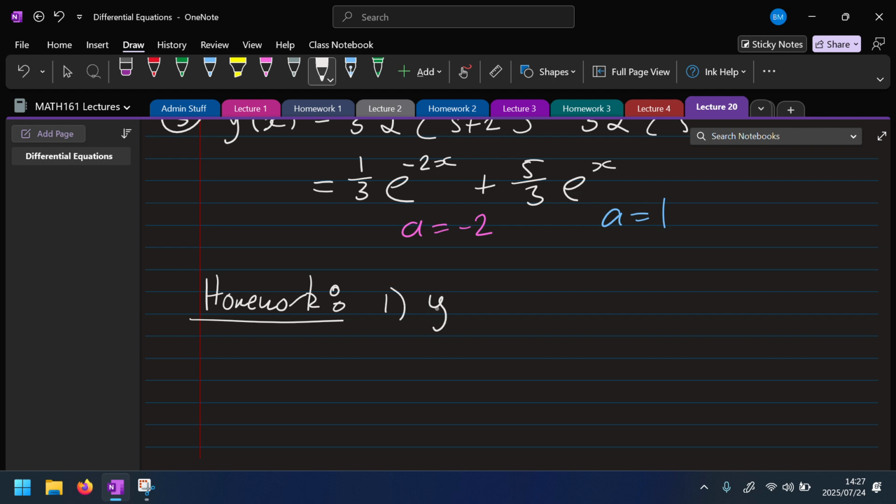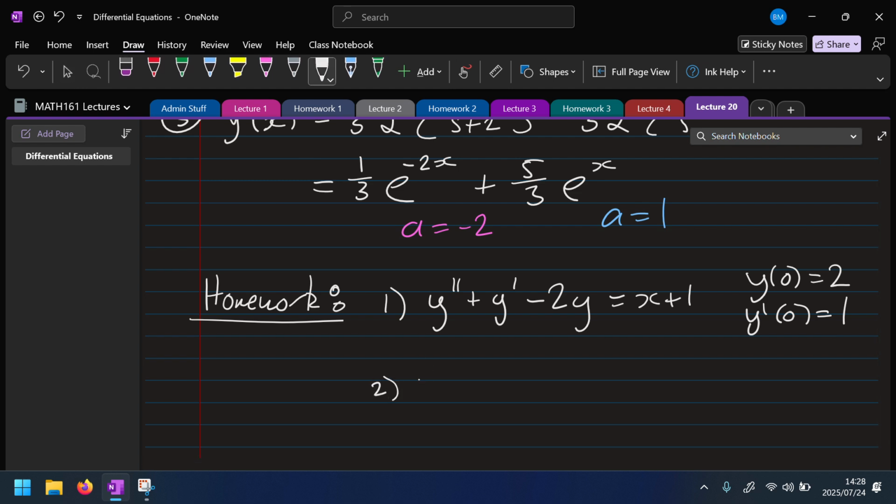Okay, number 1: y double prime plus y prime minus 2y equals x plus 1. Now that right-hand side is no longer 0. It's a bit more complicated, but it's not too bad. With y of 0 is 2, and y prime of 0 is 1. So you have to have some initial conditions with this.